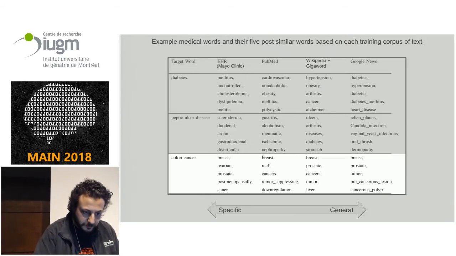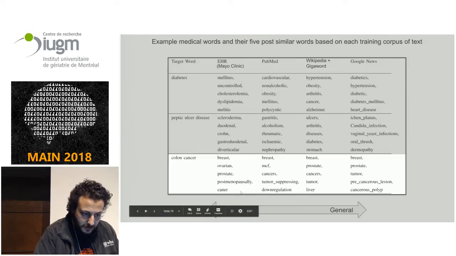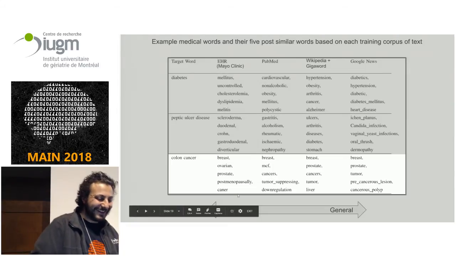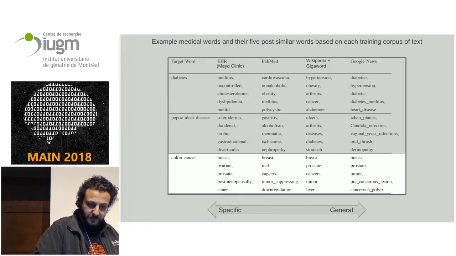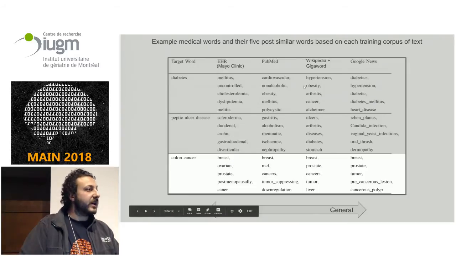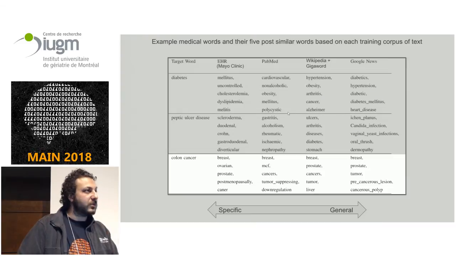Which one? In colon cancer, the last word in the first column. Oh, caner. Okay. Oh, it's just a typo. Okay. But so cancer and cancers coexist. Are they being assessed as different tokens? So these are from different training sets. Each column is from a different training set, so they would be treated independently between those training sets.